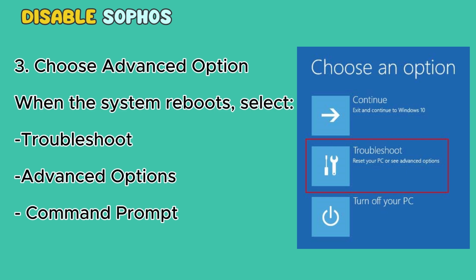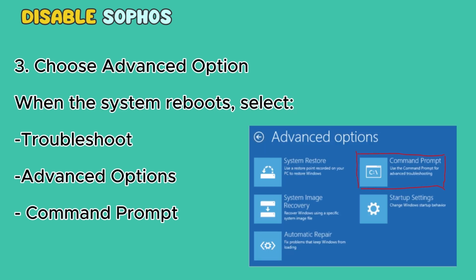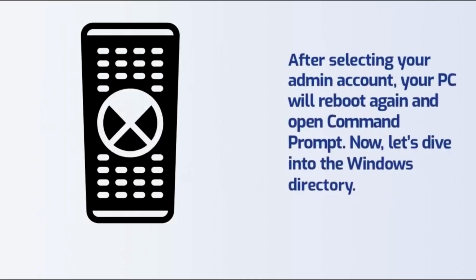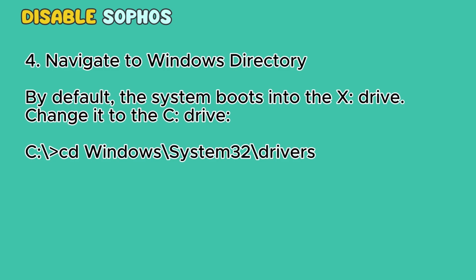Once your PC restarts, choose Troubleshoot, then Advanced Options, and finally Command Prompt. Sounds like a secret mission, right? After selecting your admin account, your PC will reboot again and open Command Prompt. Now, let's dive into the Windows directory.